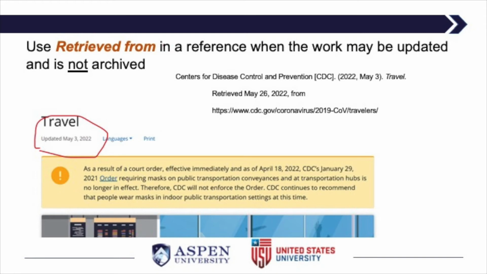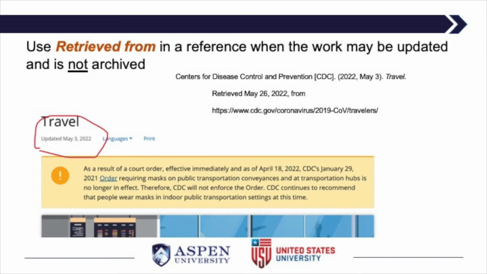But as you can see, it says here it was updated on May 3rd, 2022. So in this case, whenever I see the word updated, I'm going to make sure that I put a retrieved date, because that's telling the reader that the information I got on May 26th here in my example was current based on what was here.